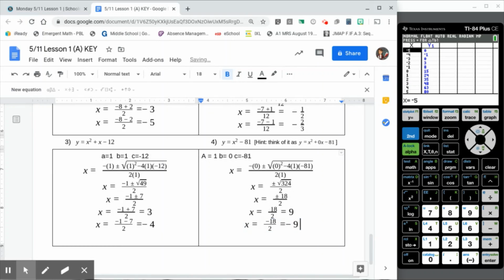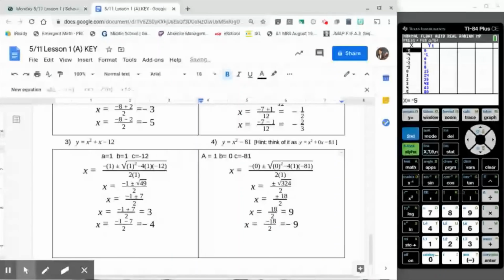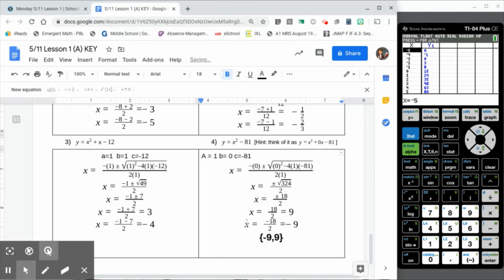And just a note, you can always write your solutions as x equals 9, x equals negative 9. Sometimes they're also written in interval notation. Usually we write the smallest number first. And that just means we're listing those numbers.